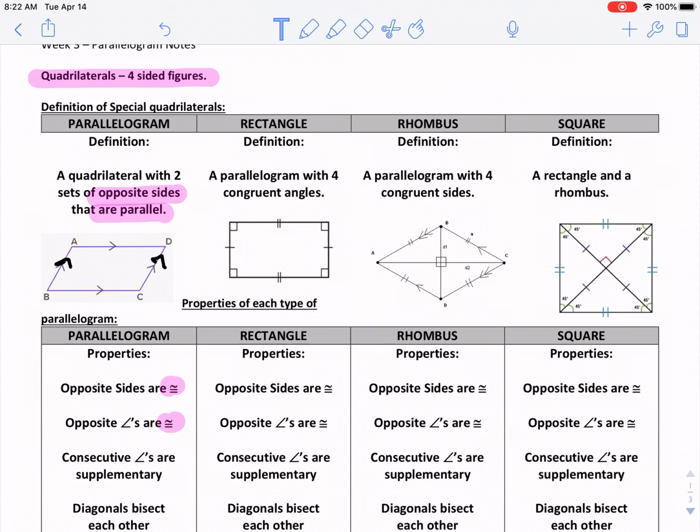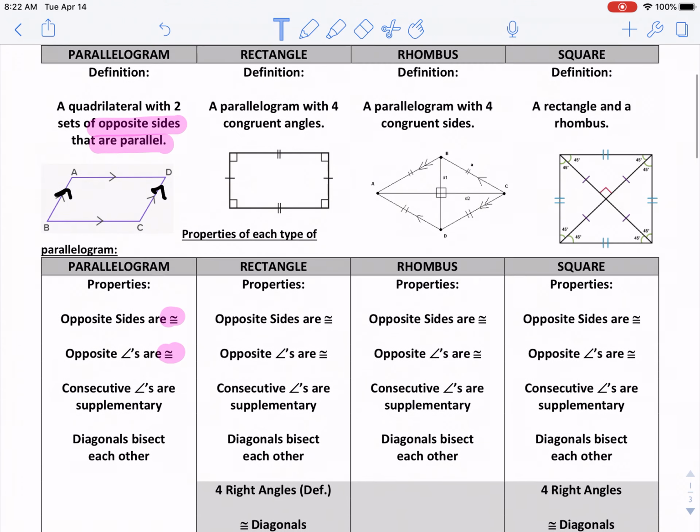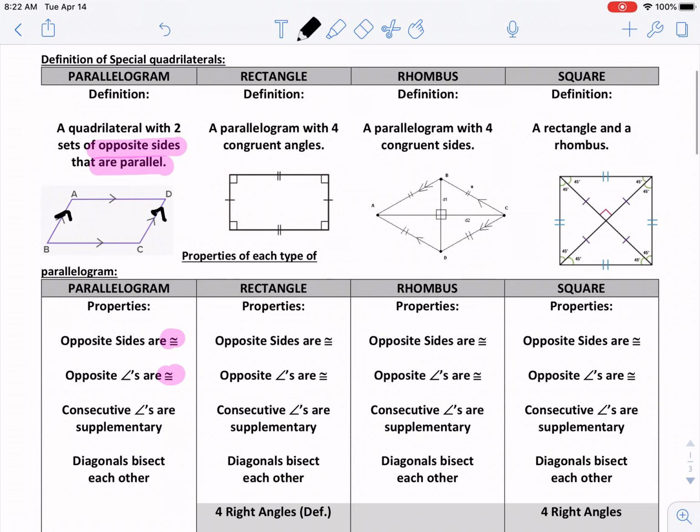The diagonals bisect each other. That's the last one we have down there. And what that means is if I were to draw the diagonals here, so that would be a line from B to D, or the line from A to C, these diagonals, they cut each other in half. So A to the middle is the same as C to the middle. D to the middle is the same as B to the middle. That's all that one's saying.